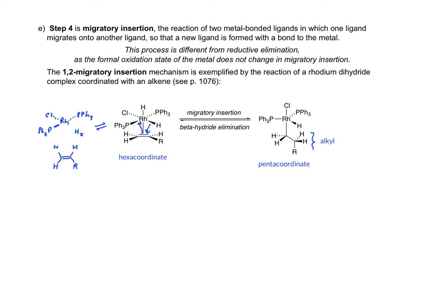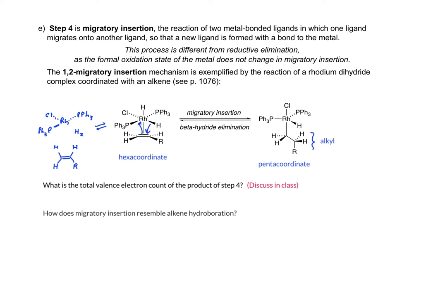At the bottom of page 4 of the worksheet, the question is asked, what is the total valence electron count for this product? We'll discuss that in class, along with discussing how this transformation resembles the hydroboration of alkenes.